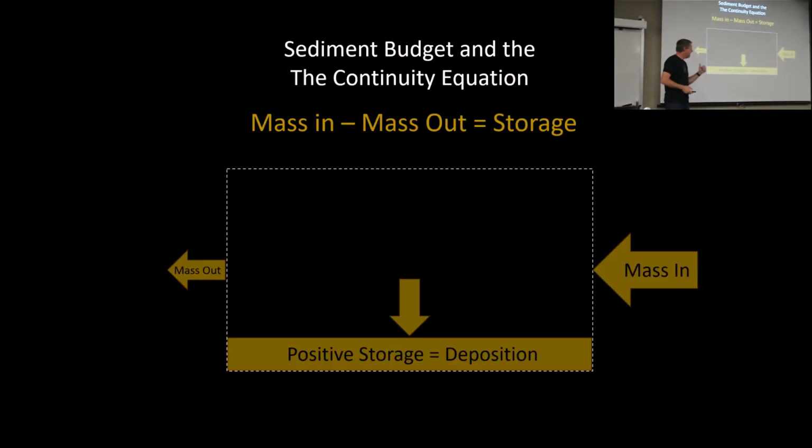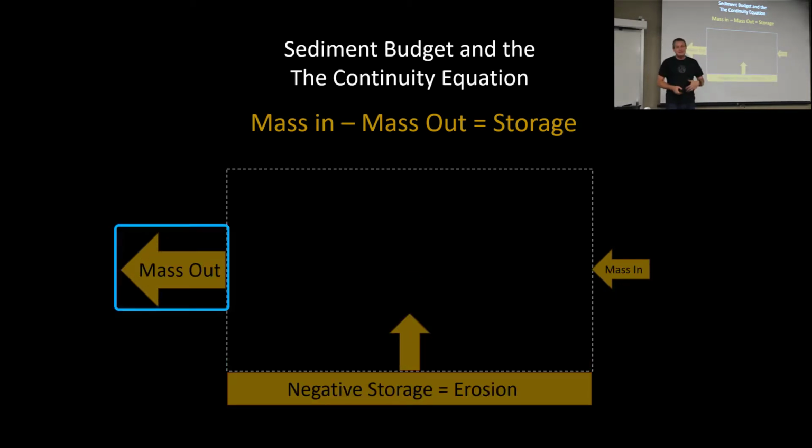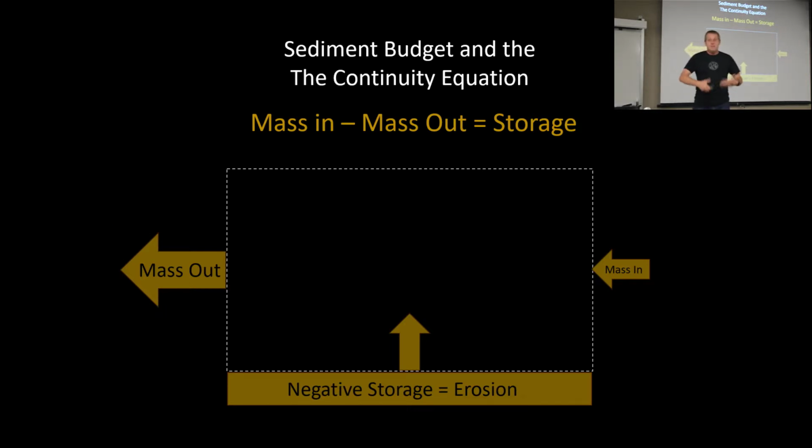And so if the mass in is greater than the mass out, then you're going to get deposition, and if the mass in is less than the mass out, you're going to get erosion. Or really, a better way to think about that is if you erode, the mass out is going to be greater than the mass in. But again, if you integrate it over an engineering time scale, those are the three basic terms.